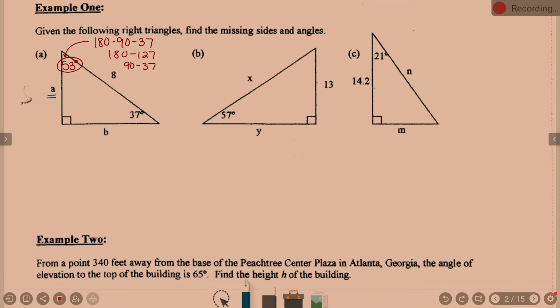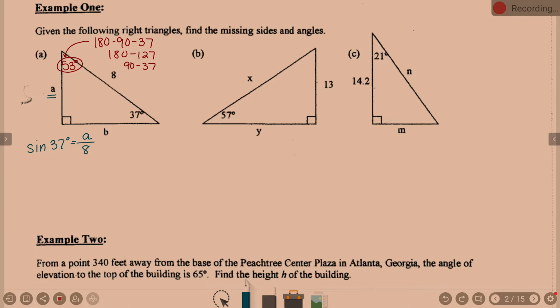So I can set up a little equation. I'm going to say the sine of 37 degrees is equal to A over 8. That's the part I was looking to get out of Sophie, but she just knew what she was doing and was doing it in her head. So you're fine. You knew what you were doing. You're on the right track. I just have to get it on paper for everybody else.